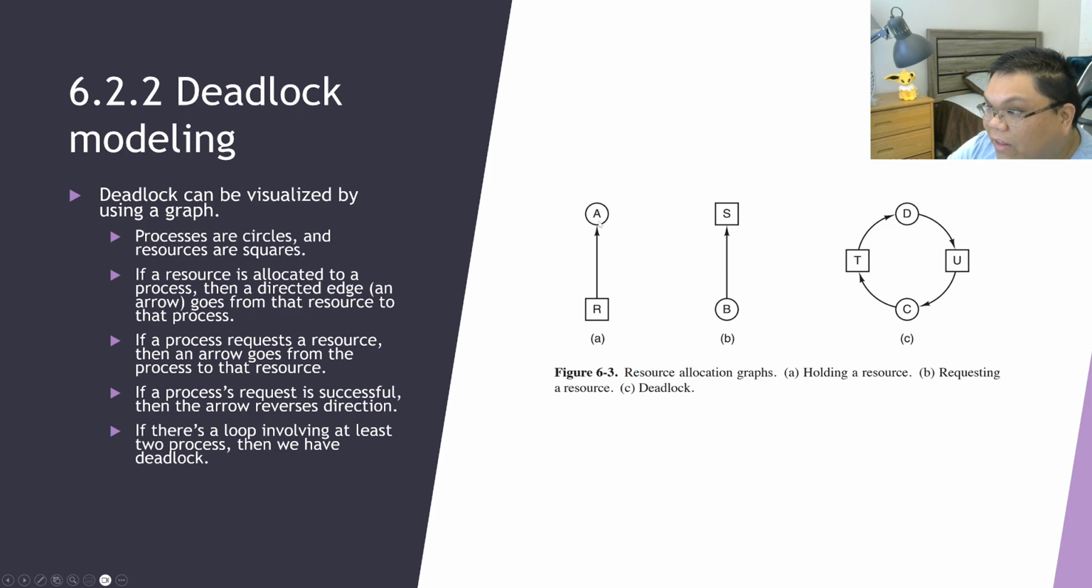So this is resource allocation. A resource is allocated to a process. This is resource requesting. A process is requesting a resource. If that request is successful, then this arrow reverses, so it's not a request anymore, it's allocation.